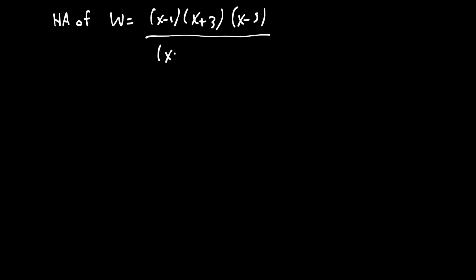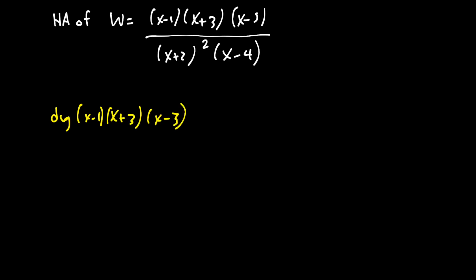So let's find the horizontal asymptote of our function w again. And again, w is given by x minus 1 times x plus 3 times x minus 5 divided by x plus 2 raised to the second times x minus 4. So here we need to find the degree of the top. So the degree of x minus 1 times x plus 3 times x minus 5. And to find this, all we need to do is multiply the leading term of each of these here. And we'll get that this is equal to x cubed plus something else here.